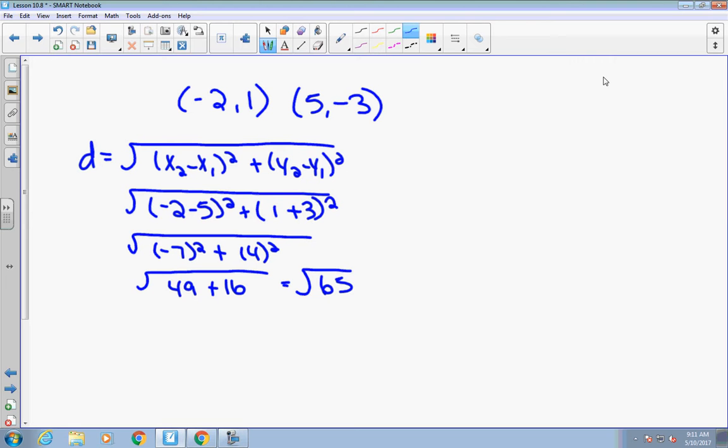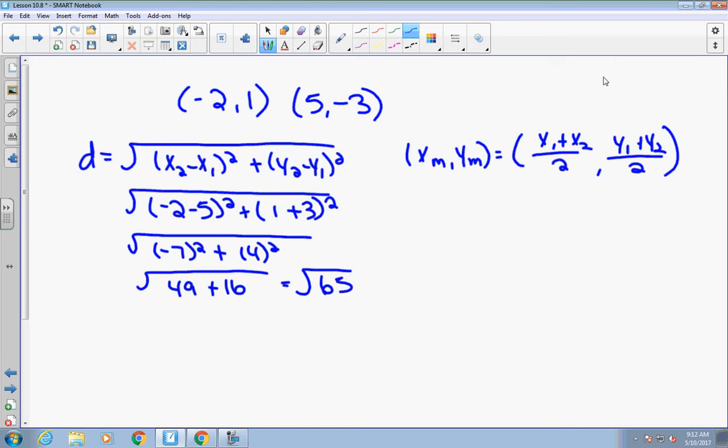Midpoint. Okay, distance is a length. Midpoint is a location. Okay, if you remember, to find midpoint, you add your x's together, and you divide by 2, and you add your y's together, and you divide by 2. Like the average of the endpoints.